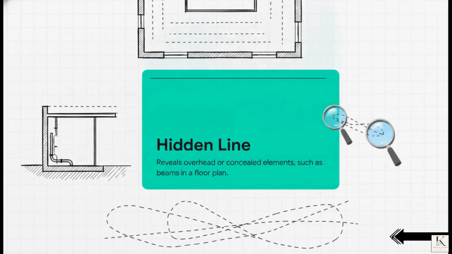But the second you encounter a hidden dashed line, the vocabulary changes entirely. Dashed lines reveal vital overhead elements, like beams hovering above a floor plan, or other concealed structural secrets hidden right beneath the surface. It essentially tells the builder, hey, this is here, even if it's currently out of sight.